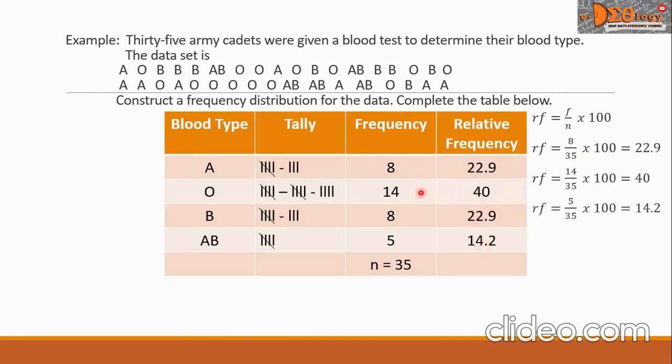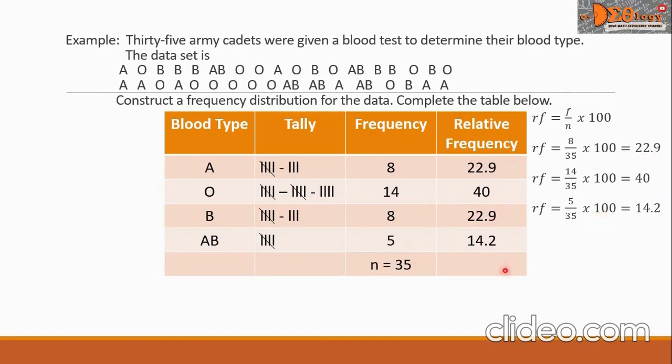It comes from 14 divided by 35 times 100. This 22.9 here is the same as our relative frequency of blood type A because they have the same frequency. So we use the same computation. Now, the 14.2 comes when we have 5 divided by 35 times 100.